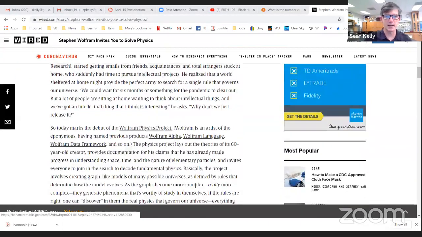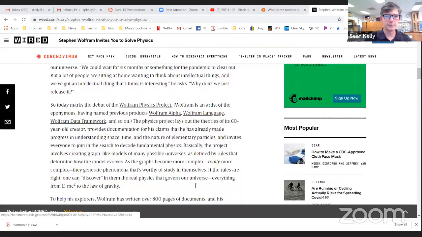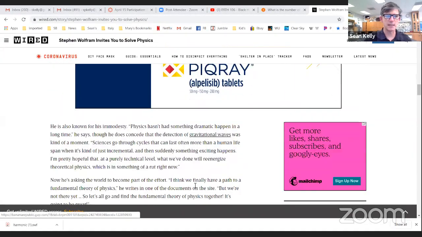Wired is pretty good at this. Articles are kind of interesting. I like Wired a lot. Lots of ads though.